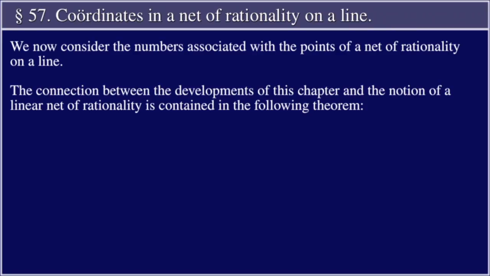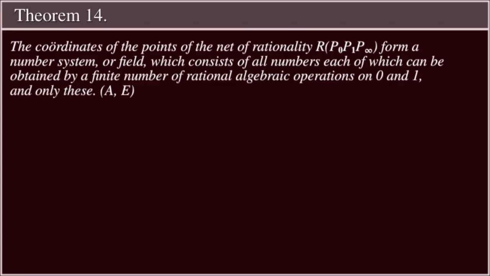We now consider the numbers associated with the points of a net of rationality on a line. The connection between the developments of this chapter and the notion of a linear net of rationality is contained in the following theorem. Theorem 14. The coordinates of the points of a net of rationality R(P0, P1, P infinity) form a number system, or field, which consists of all numbers, each of which can be obtained by a finite number of rational algebraic operations on 0 and 1, and only these.